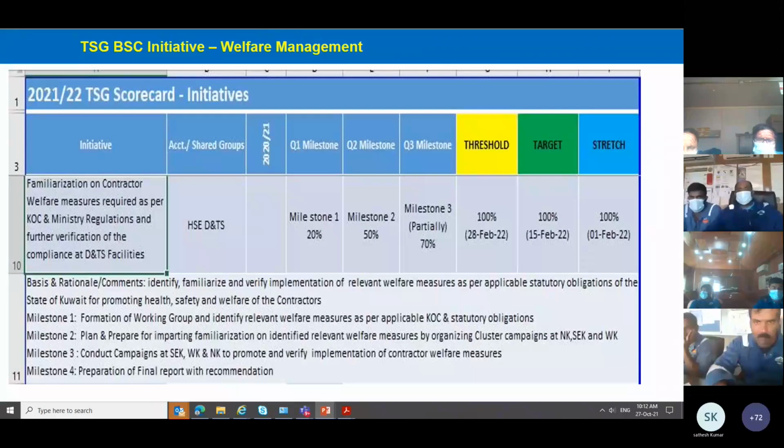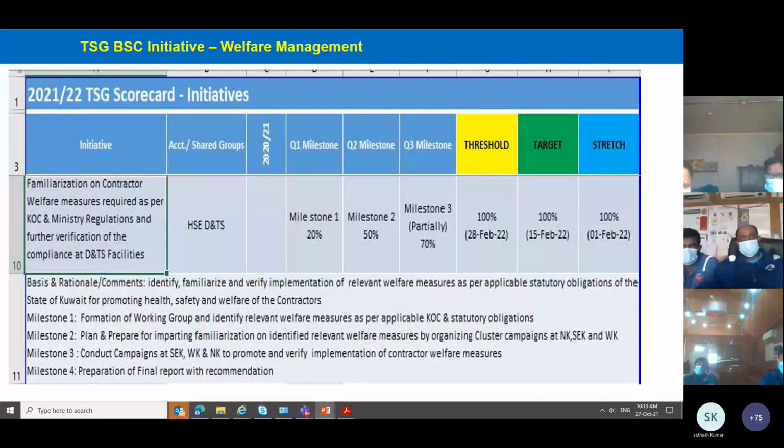And with that in mind, our manager technical support, Abu Hussein and Ali Saleh, came up with this particular initiative for the TSG group, technical support group, that during this year we want to focus on the contractor welfare measures, which is required as per the KOC, as per the ministry regulations, and we'll be doing the further verifications. So this is our major initiative during this year, and there are milestones also available there, which we already completed.